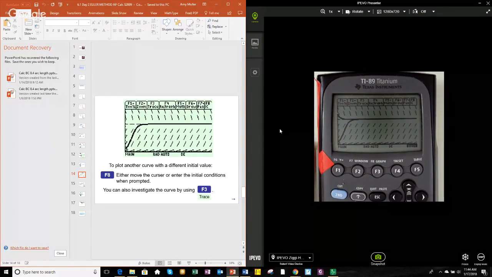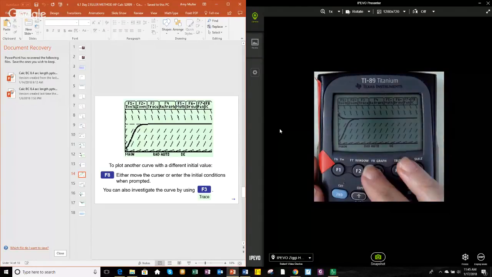So I just typed in another initial condition, but do you see how we could use either the cursor as well? I'll do that in just a second. Think. Anything interesting, other things I can think about this? Okay, it's done. All right, and if you notice on the PowerPoint, it says you can also investigate the curve by using F3.